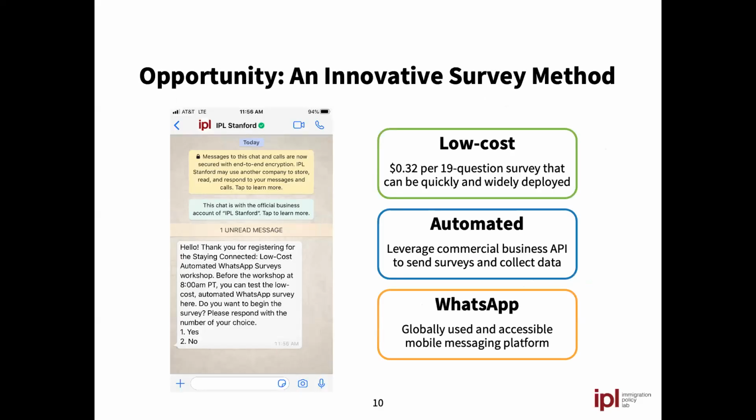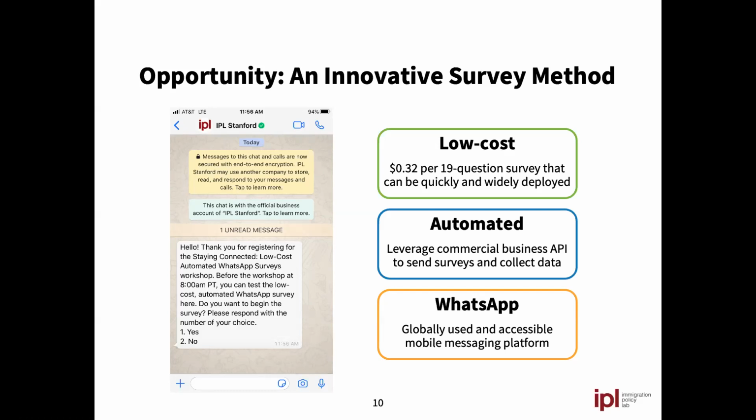So with those motivations, we came to this opportunity of automated WhatsApp surveys. You'll see here on the left-hand side what it looks like to get an invitation to complete the survey, potentially like the survey many of you completed today as a part of this webinar. It indicates the name of our organization and it asks if you want to begin the survey, and it looks like any other WhatsApp conversation.